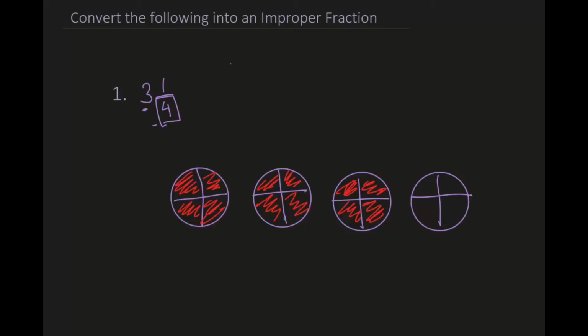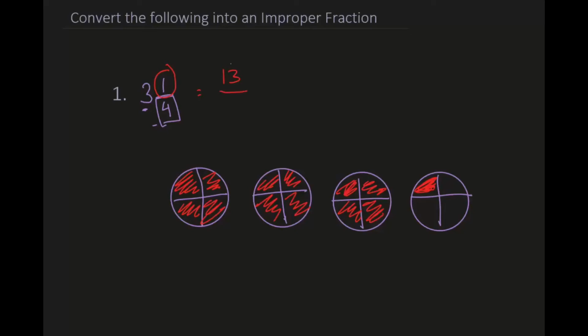Now we have to shade one more section, not circle, because that's our numerator. So let's do that. And that would be our 13th section that is shaded. So now we will bring our numerator, which would be 13. Why? Because we have 13 shaded sections.